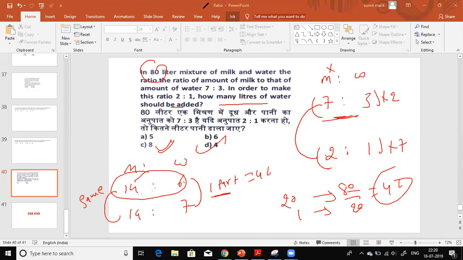So ratio is finished. I am giving now just a brief idea of the average. Then we will start average tomorrow.